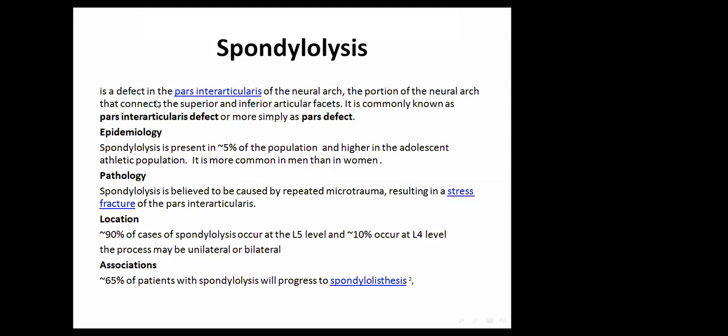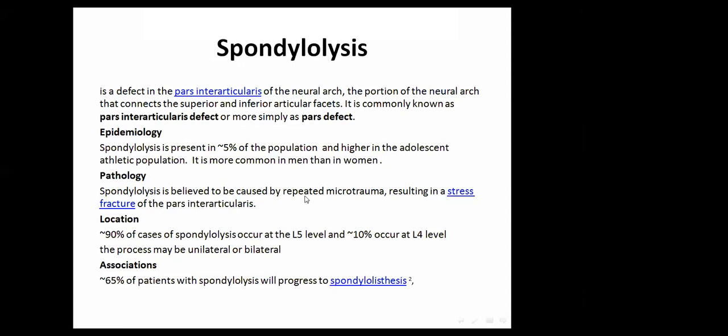Spondylolysis is a defect in the pars interarticularis of the neural arch, the portion of the neural arch that connects the superior and inferior articular facets. It is commonly known as pars interarticularis defect, or more simply as pars defect. Spondylolysis is present in 5% of the population and higher in the adolescent athletic population, more common in men than women.